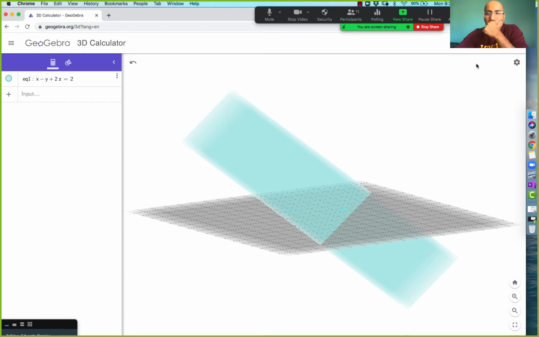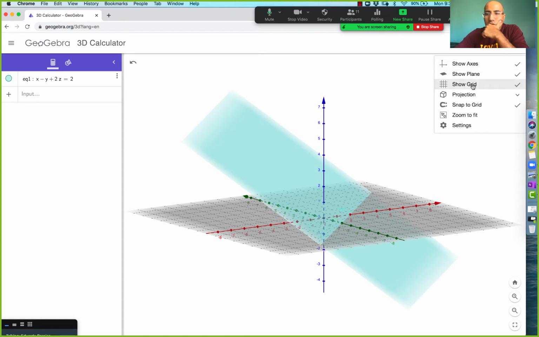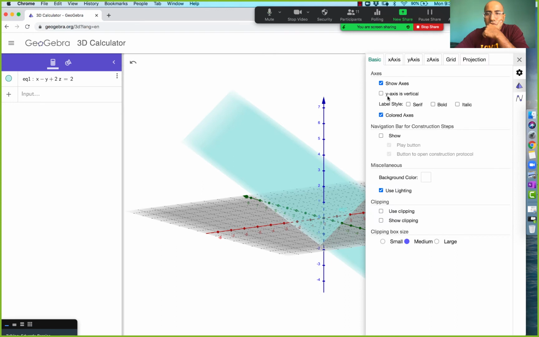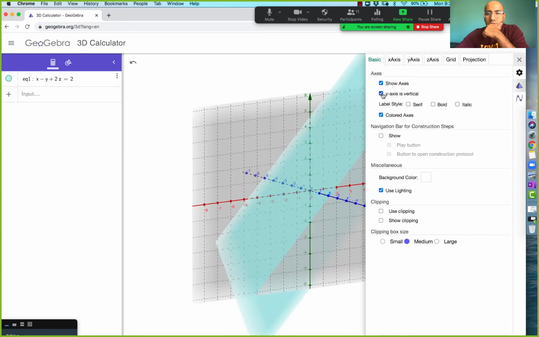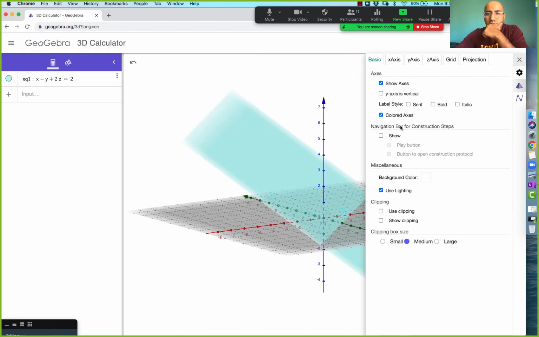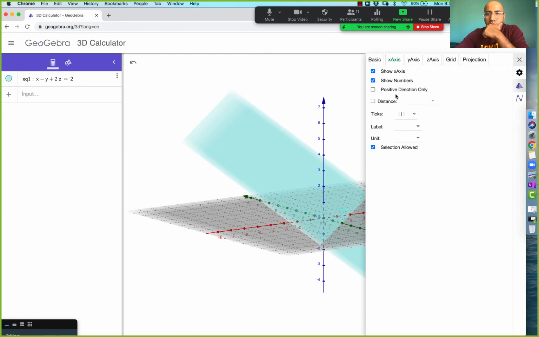Show axes. Oh, here's the axis. Show the axes. Grid. Show grid. Show plane projections in some settings. Axes is vertical. Label. Show x-axis number positive distance. Label as the x-axis. Okay, so that'll label it. The y-axis, label it as the y-axis. And the z-axis, label it as the z-axis. There we go.